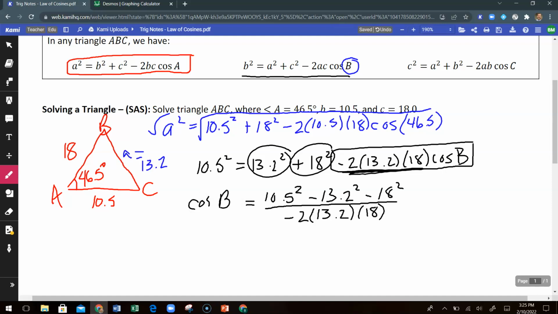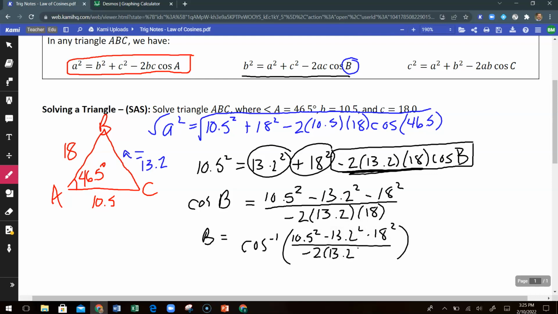I haven't gotten rid of the cosine yet. So the way I get rid of the cosine is I do inverse cosine. So at this point in time, I'm just going to do inverse cosine of all that stuff, and I'm just going to type it into the calculator exactly like that. You could work out just a little bit at a time and actually get those values, but if you understand how to just move the information to the other side, I don't need to go through, well, what is 10.5 squared and what is 13.2 squared and so forth. I just know that I'm going to have this.